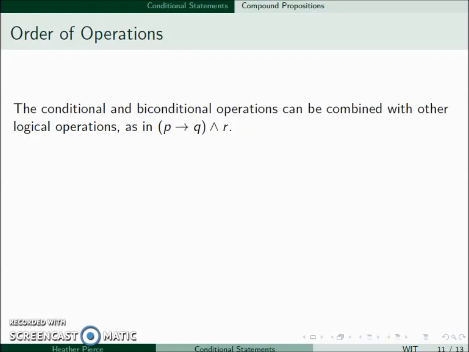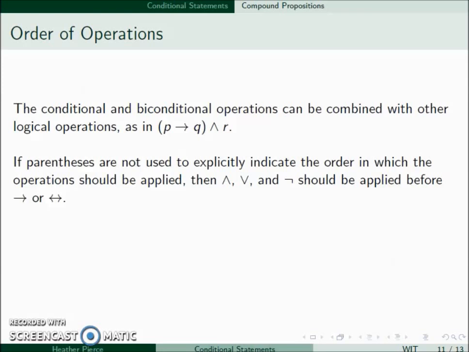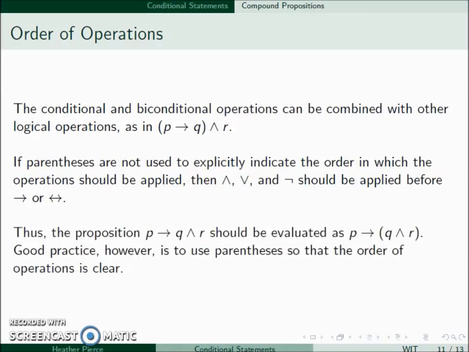As far as order of operations go, conditionals and biconditionals can be combined with these other logical operations. If parentheses are not used explicitly to indicate the order in which the operations should be applied, then our and, or, and negation should always be applied before either the conditional or biconditional. So this proposition, if P, then Q and R, should be evaluated with parentheses around the Q and R. So you should evaluate Q and R, and then apply the P conditional to this compound proposition. It's good practice to use parentheses so the order of operations is always clear.